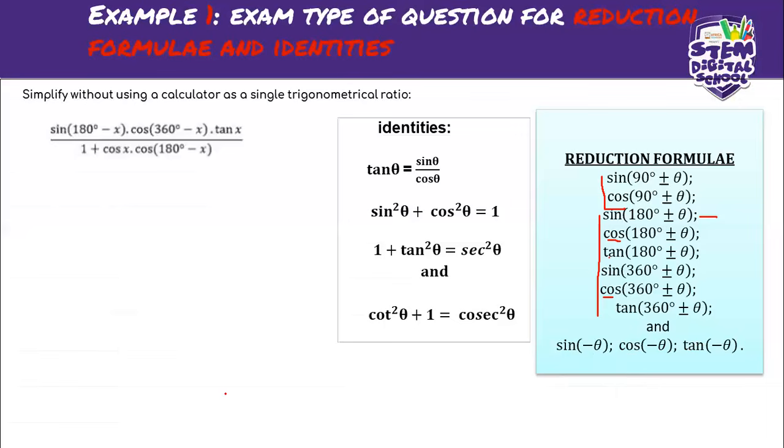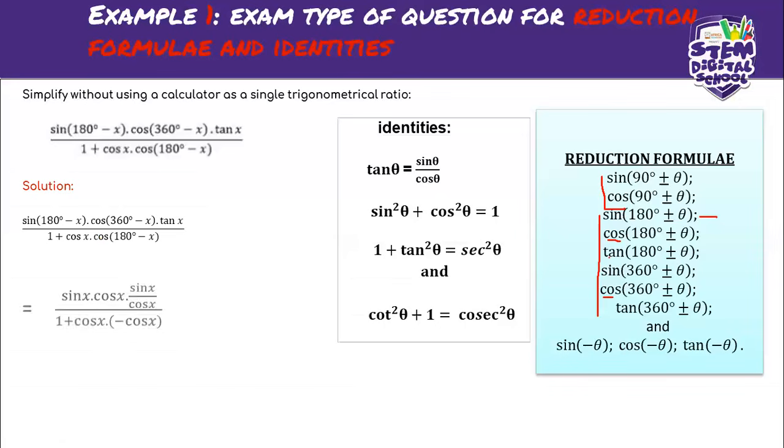All right, now let's go to answer the question. The question says simplify without the use of calculator as a single trigonometrical ratio. Now we can see we are having reductions here. Sine into 180 minus x, cos into 360 minus x. We just spoke about those things. Then tan x is from the identity. Then we all know tan theta is equals to 1, right? Now let's see the solution. Then this is the question, the first step from the question. Now this is sine into 180 minus x.